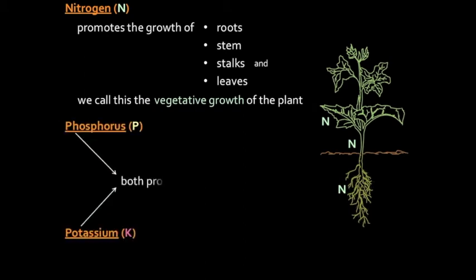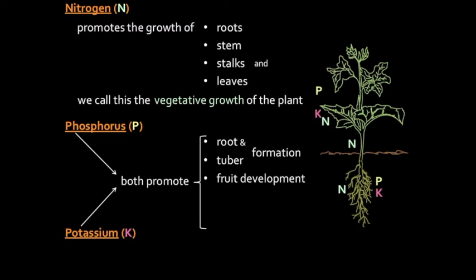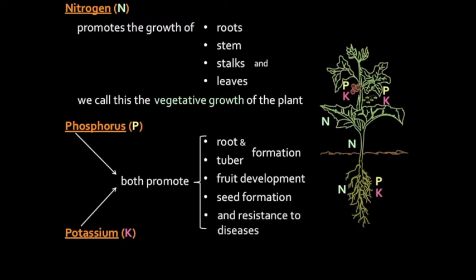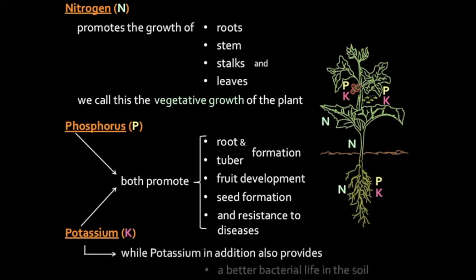Phosphorus and potassium both promote root and tuber formation, fruit development, seed formation, and resistance to diseases. While potassium in addition also provides a better bacterial life in the soil.